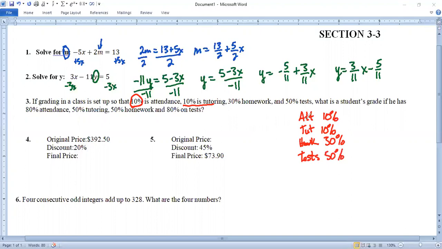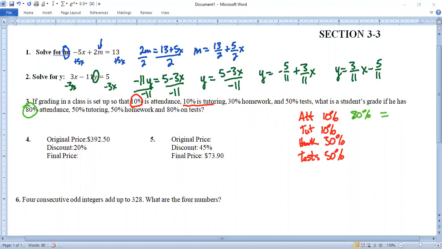So if everybody does all of their attendance, all of their tutoring, all of their homework, and all of their tests, they would get 100% in the class. Now let's go through and see what this person actually really got in their scores. A student's grade if he has 80% on attendance. So in this one, he got 80% of that 10%. So he didn't get a full 10% on his grade. He got 80% of that 10%.